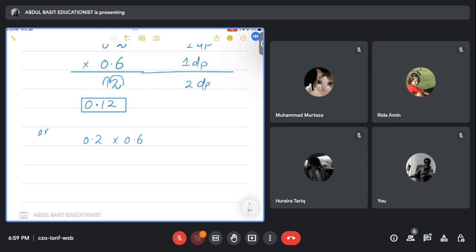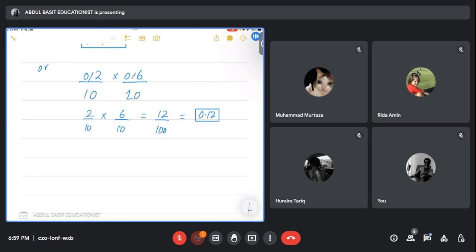Another method is, for example, 0.2 multiplied with 0.6. Remove the point, write 1 in the denominator with as many zeros as the number of digits on the right hand side of the decimal. So 0.2 becomes 2 by 10, and 0.6, remove the point, write 1, as there is one number after the point, so I'll write 1 0. So it would be 2 by 10 multiplied with 6 by 10. So 2 times 6 is 12, 10 times 10 is 100. Now you know that 12 divided by 100 is 0.12.